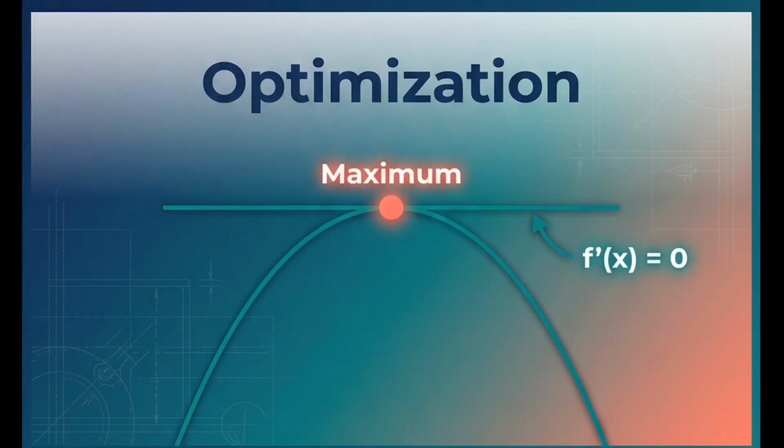One of the most powerful uses of derivatives is optimization, finding the maximum or minimum values. Because the slope is 0 at the very top of a hill or the bottom of a valley, we can solve for where the derivative equals 0 to find the most efficient solution, like maximizing profit or minimizing material usage.